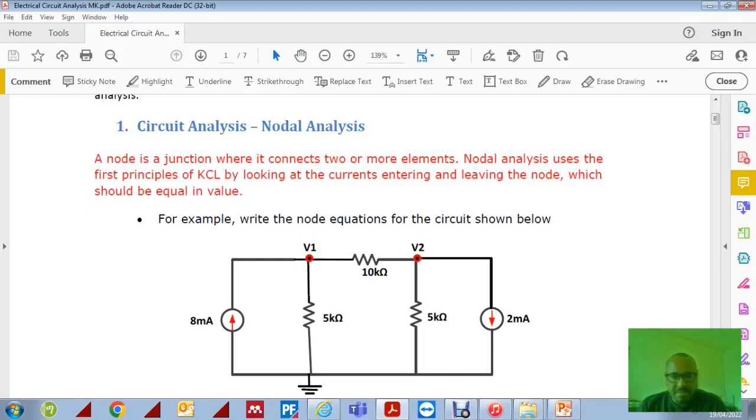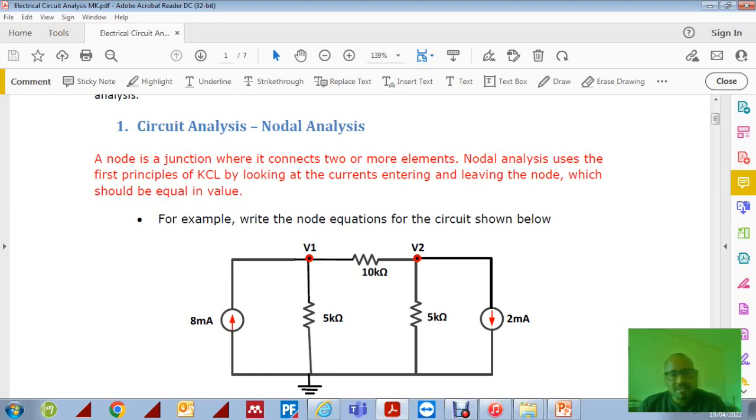There's three elements. If we look at that side, this is another node as well. This also connects three elements, but because this is grounded, we just look at the top. So nodal analysis uses the first principle of Kirchhoff's current law by looking at the current entering and leaving the node, which should be equal in value.